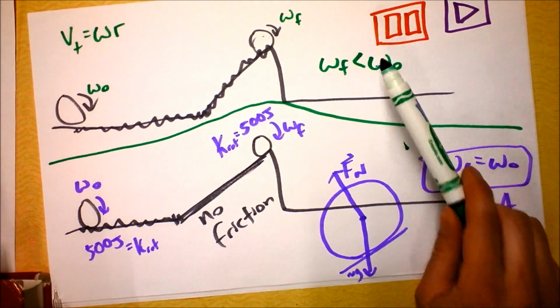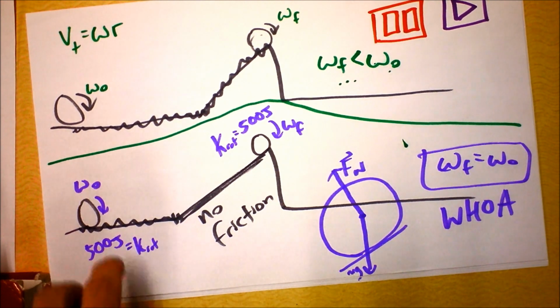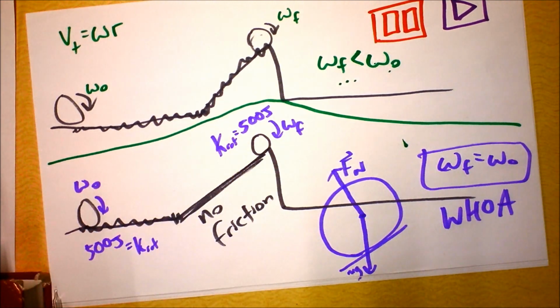What does this mean though? It slowed down. But wait a second. Didn't this one also slow down to get to the top? So then how?